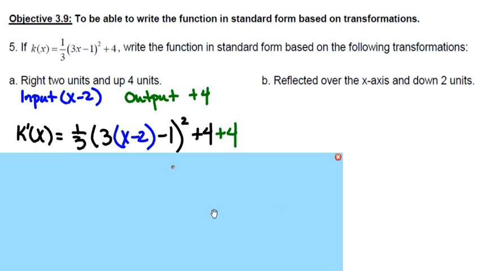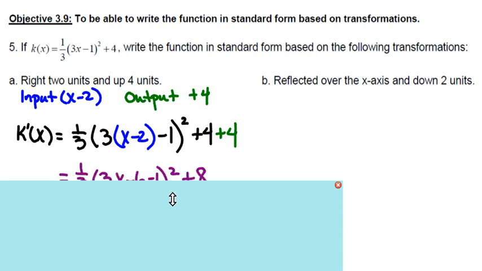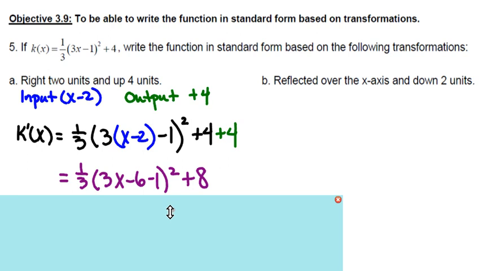So according to order of operations, we should start with our grouping symbols. And within our grouping symbol, we have a distribution of 3 that we can do. So we would have 3x minus 6 minus 1 inside our parentheses. We also have some like terms here on the exterior that we combine. 4 and 4 give us 8. Closer to standard form, but not quite.